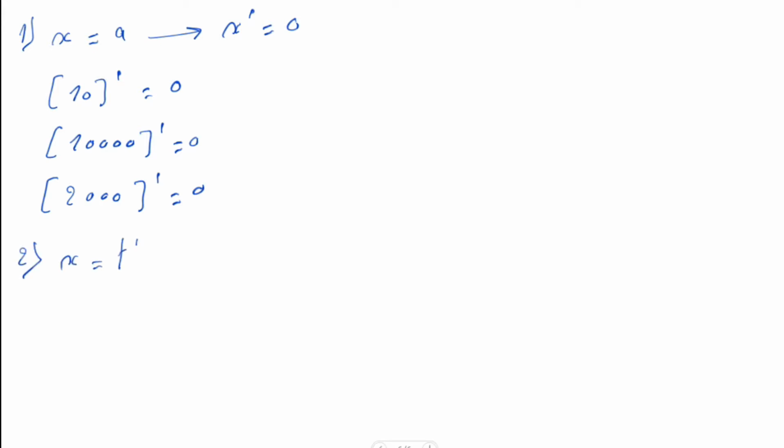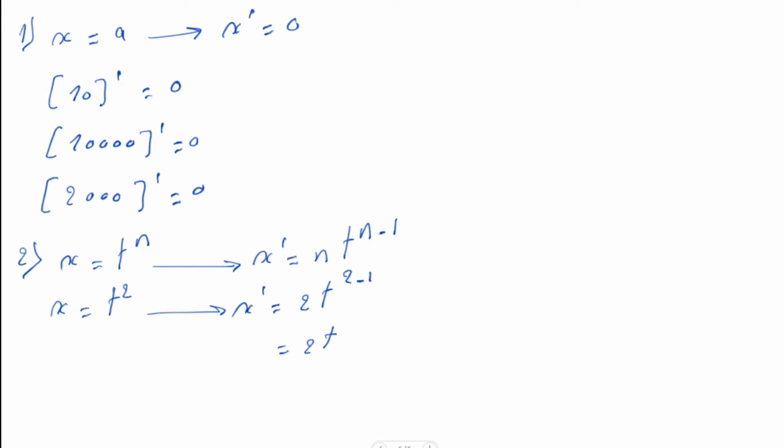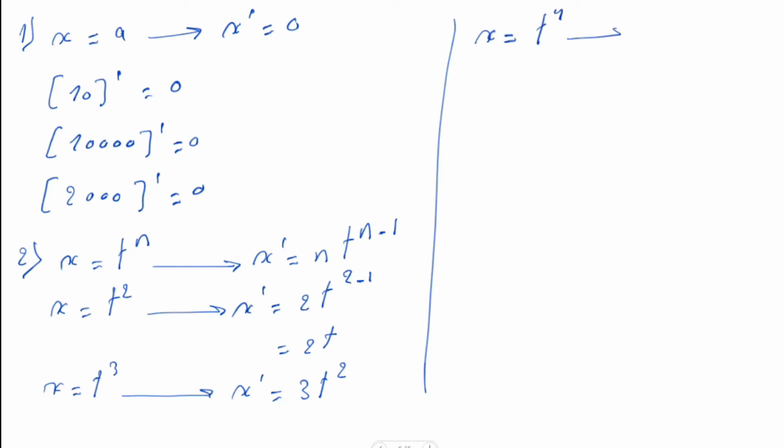Rule number 2. If x equals t power n, then x prime is n t power n minus 1. For example, x equals t squared, then x prime is 2t power 2 minus 1, then the derivative x prime is equal to 2t. Another example, x equals t power 3, then x prime is 3t power 2. x equals t power 4, then x prime is 4t power 3.